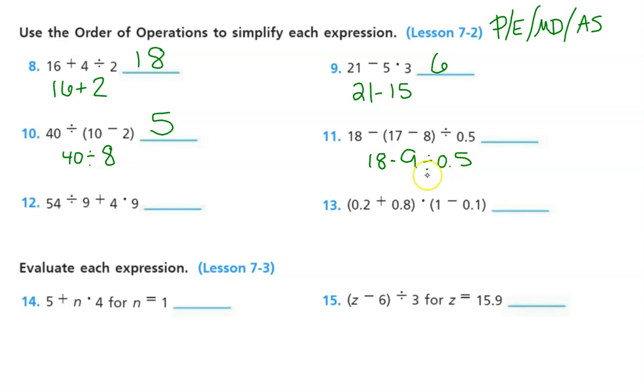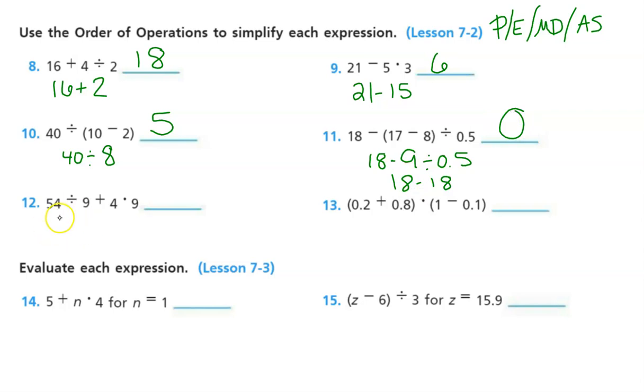Okay, well, next I need to do division. And 9 divided by 0.5, it's actually the same as figuring out what double 9 is. If you took 9 and you split it right down the middle, you'd basically have 2 groups of 9, which is 18. So then that tells me that this is 18, and 18 minus 18 is 0.